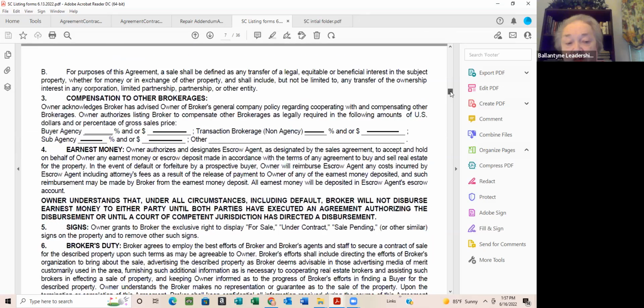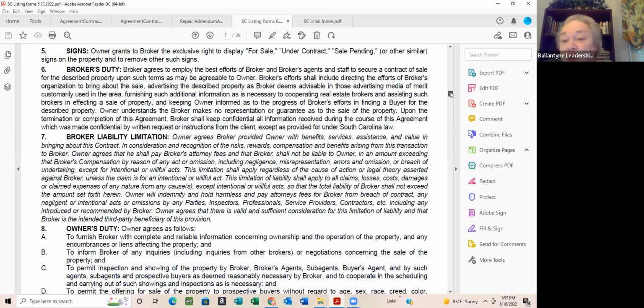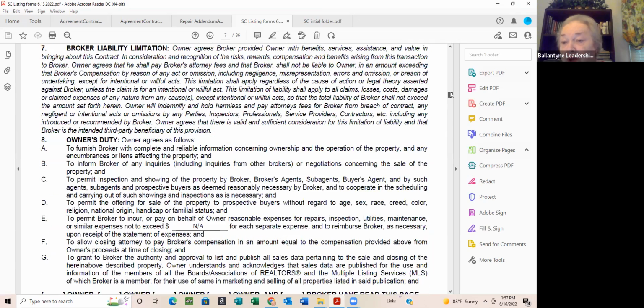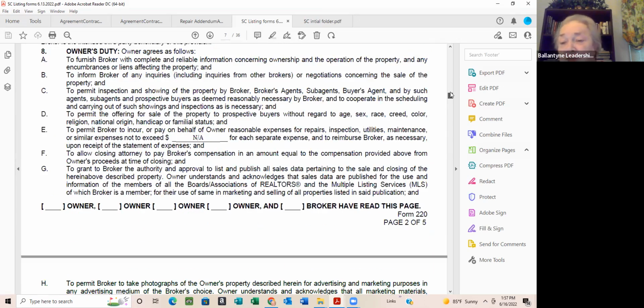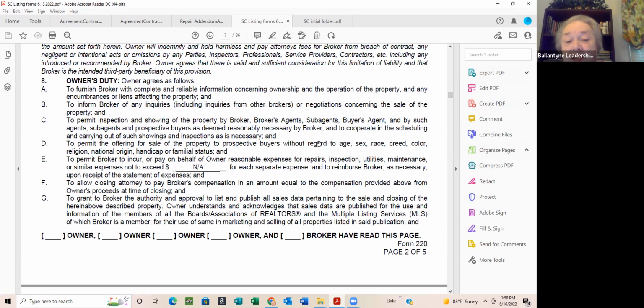Now, all these other paragraphs are more or less what you are going to do and what you expect the seller to do. So the owner. So you might want to highlight some of these, the duties.